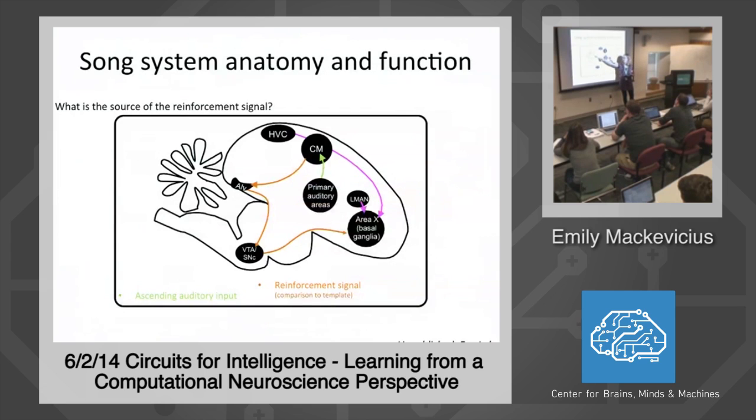So one thing that's missing from that picture I just described is how does area X know what sounded good? And I think you were asking about that before. How do you know if it sounded good?